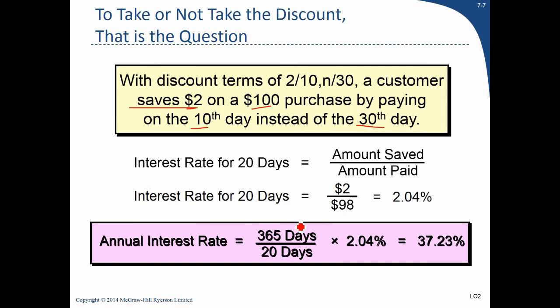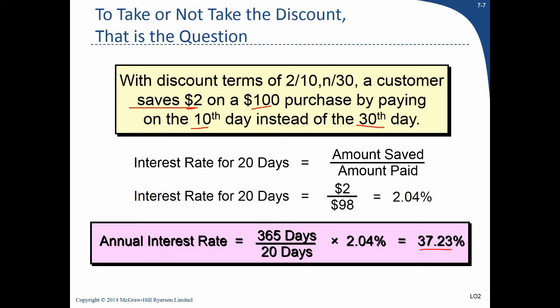it's 37.2% per year. Okay, and this is if you were to make a purchase every 10 days and then take this 2% discount. So a 37% rate of interest is pretty high. That's pretty good. Said another way, if you don't take this discount, if you have a choice between paying $98 or paying $100 and you choose to delay and pay the $100 every time, you're actually being charged effectively a rate of interest of 37%.